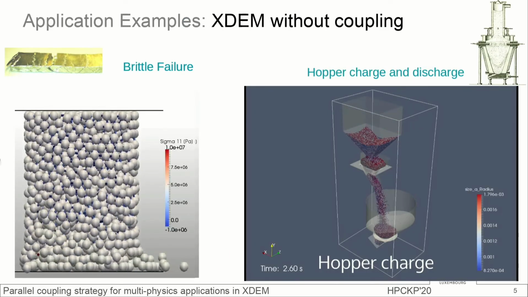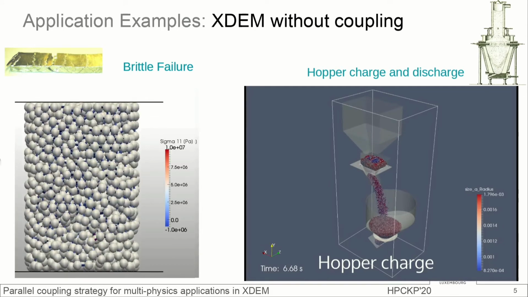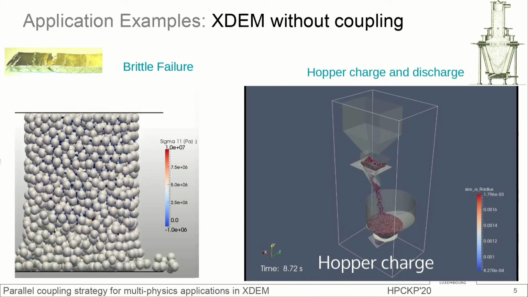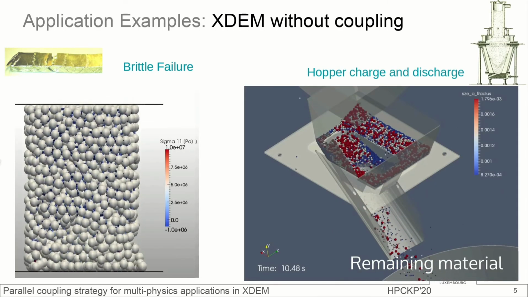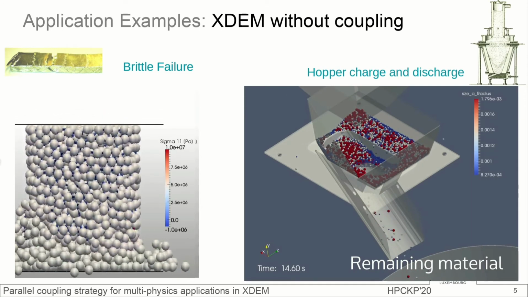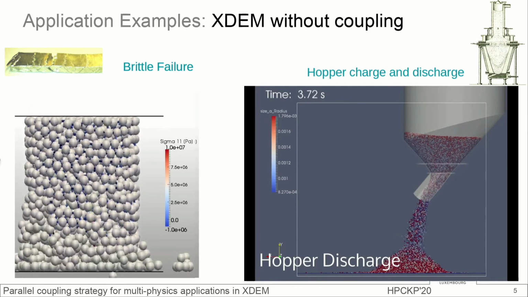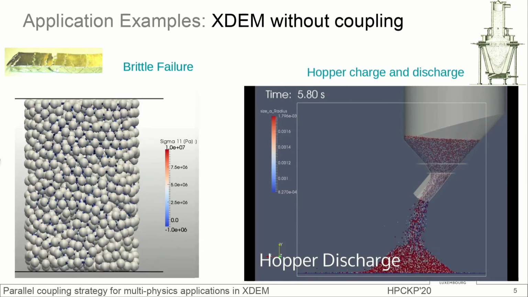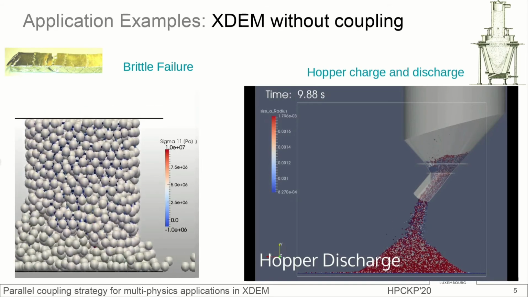Here are some examples of applications that we are running with XDEM. So those applications here are pure DEM applications. For example, on the left, we can simulate the brittle failure of some material. Due to the load and the pressure on top of the column of particles, they will break and follow the brittle pattern in this case.